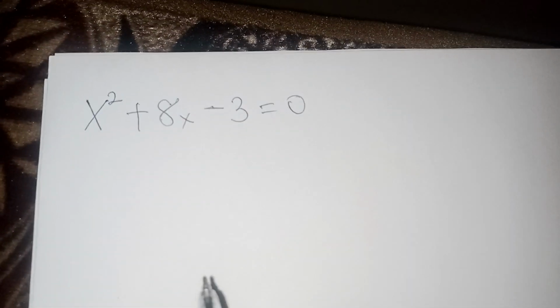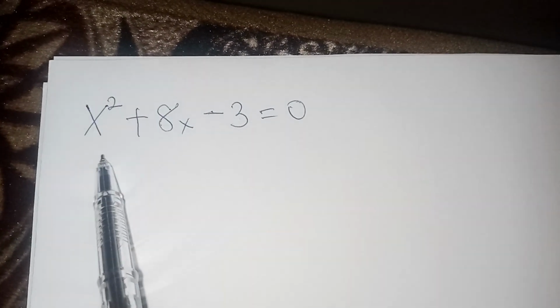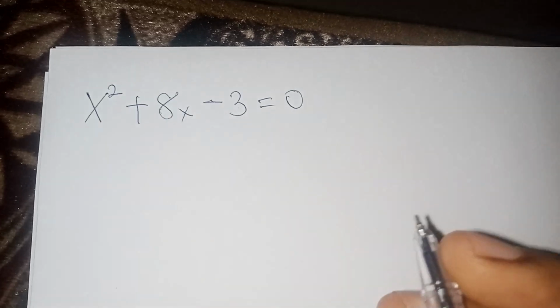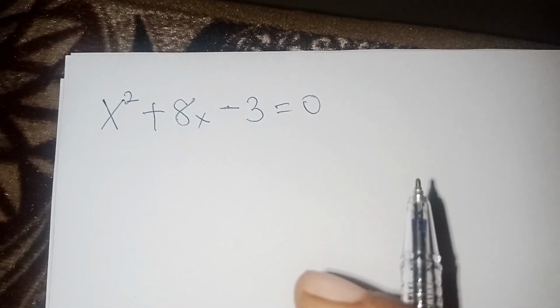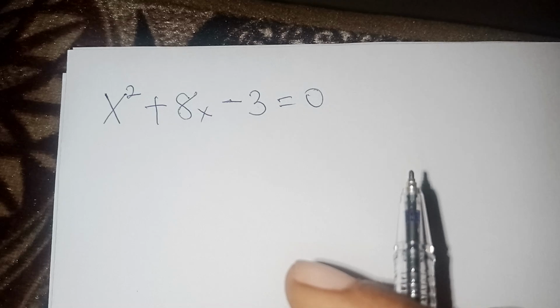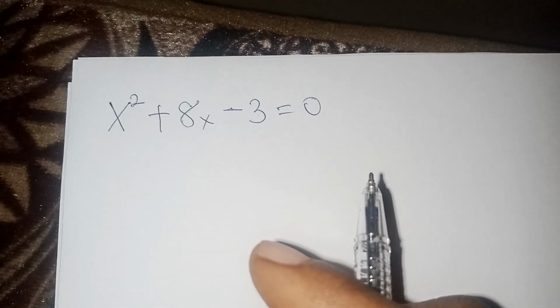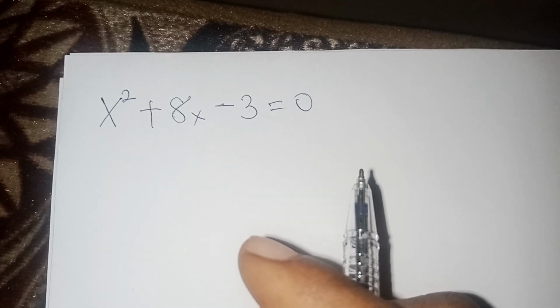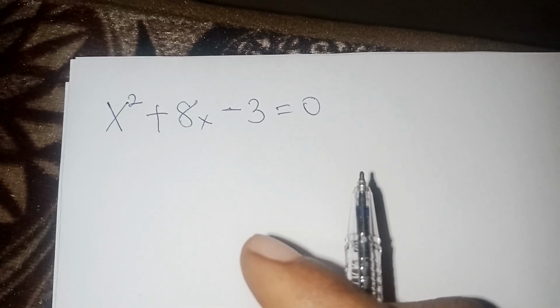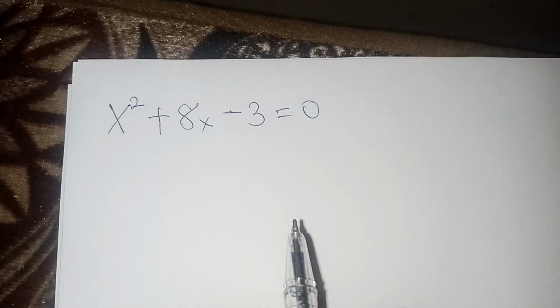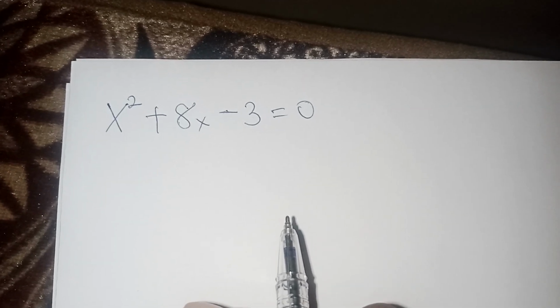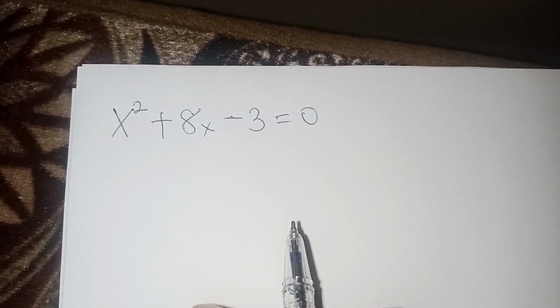Hello, so today we'll be looking at a question like this. We want to use the completing the square method, and we want to give the reason why the completing the square method has to be used in this case. Doesn't mean that we can't use the formula method, but we just want to clarify some little misunderstanding.